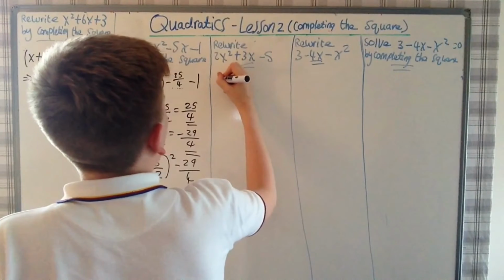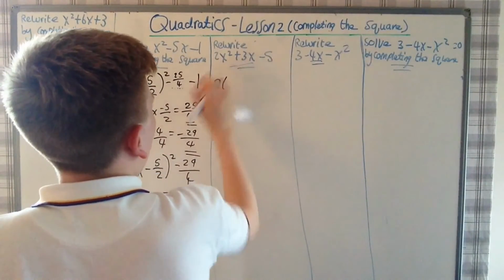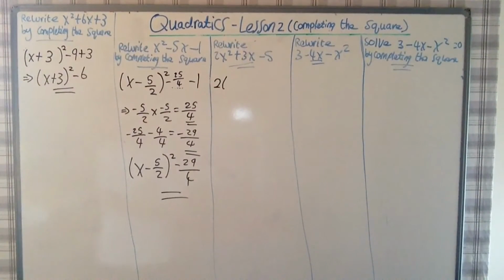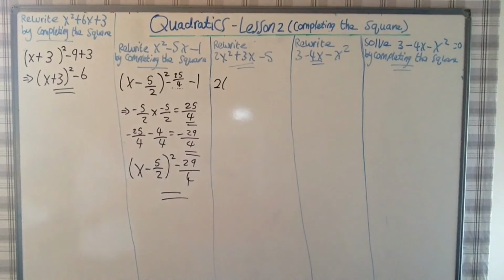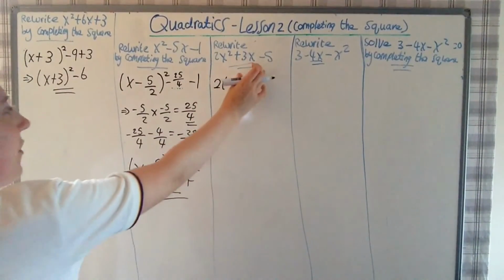We need to take a factor of 2 out of this. So we now need to also halve this value and then halve it again.